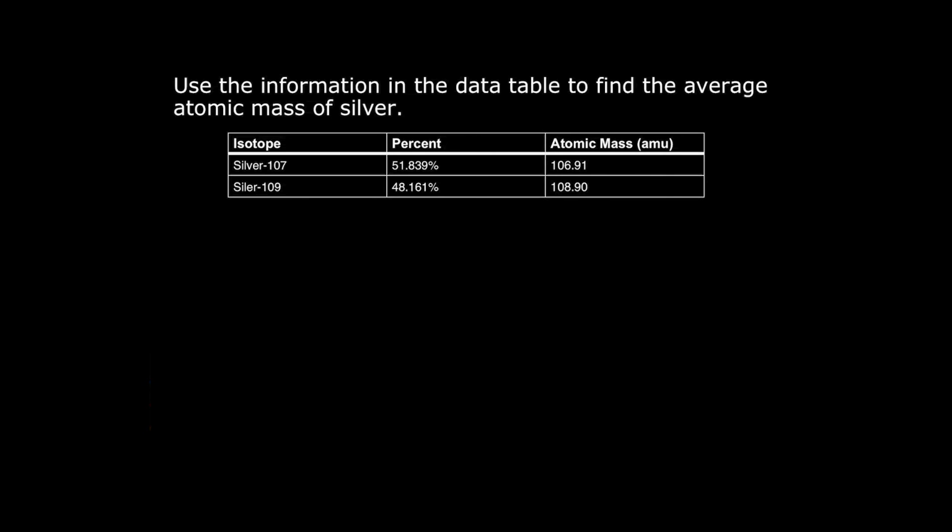This question is asking, use the information in the data table to find the average atomic mass of silver. Okay, so we have the isotopes here, silver 107 and 109. They give us the abundance of these in percent, and we're also given the atomic mass of said isotopes. So we want to find the average atomic mass of silver. We are not given a periodic table, so we do not know this, and we have to find the average atomic mass.